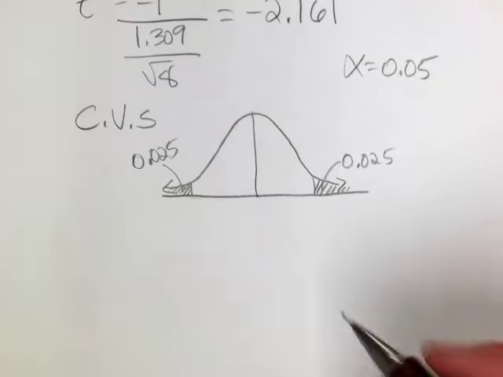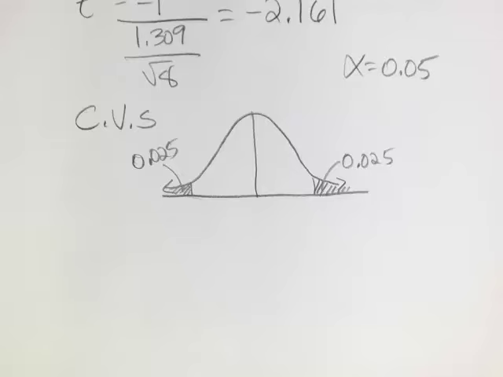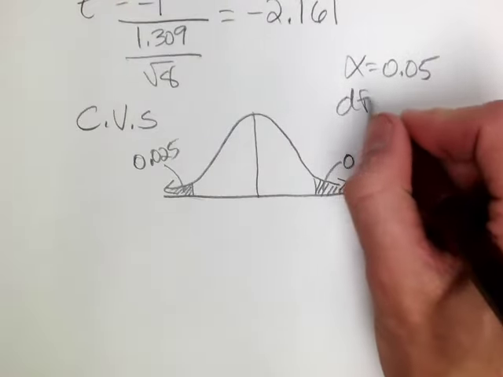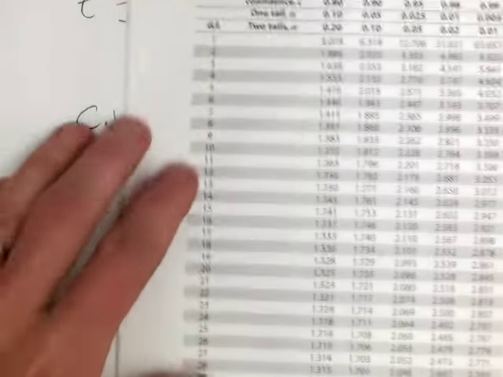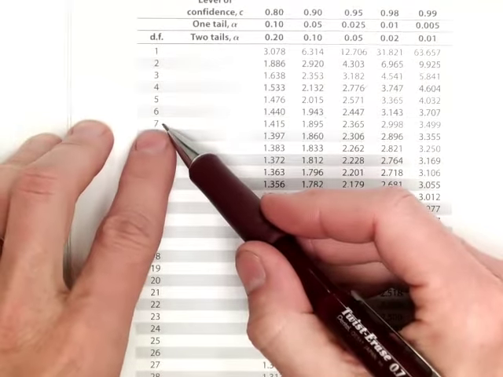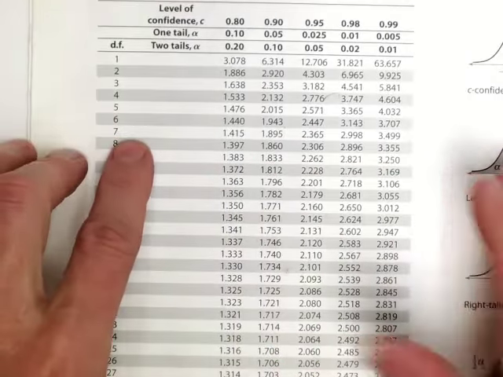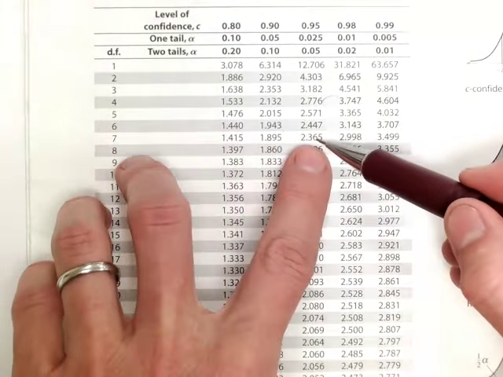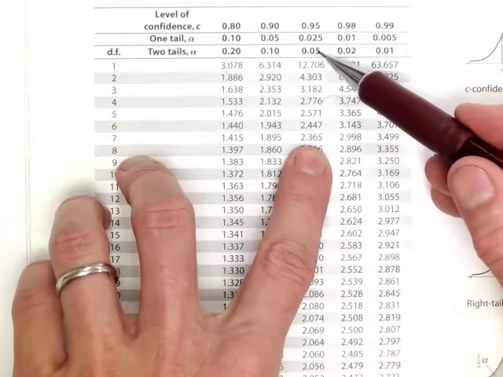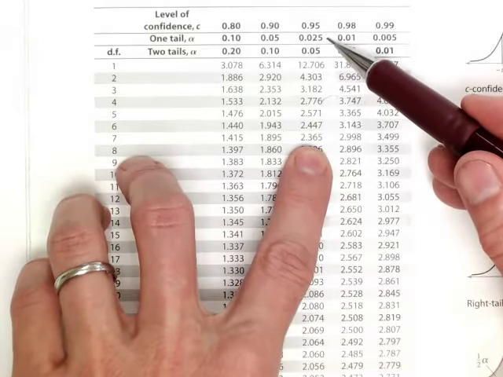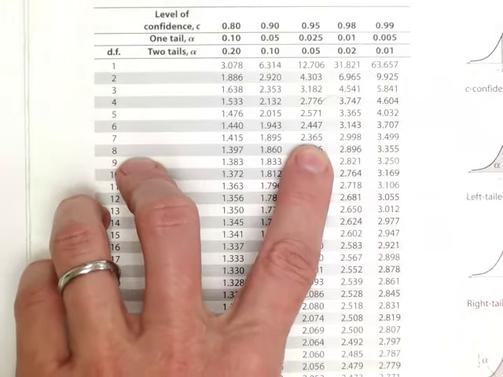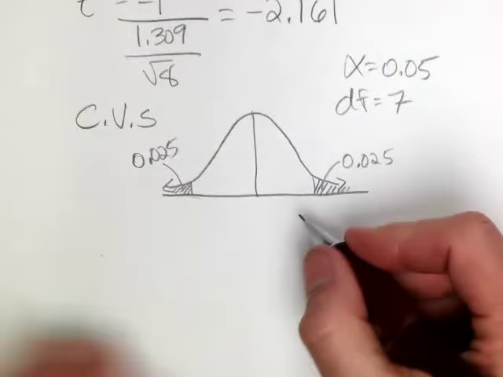I want to go to my t-table, if I can find it. There it is. If my sample size was 8, my degrees of freedom will be 7. So I want to read down to 7 degrees of freedom and 0.05 in 2 tails. It's kind of hard to read sometimes. See that I've got 0.05 in 2 tails. Also, that corresponds to an area of 0.025 in 1 tail. So my critical values will be plus or minus 2.365.